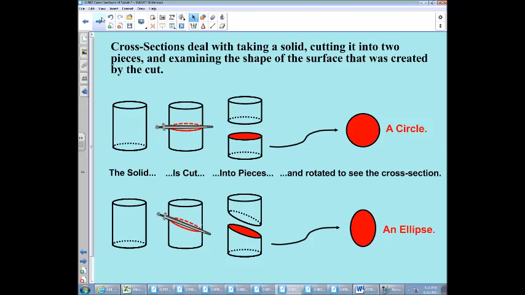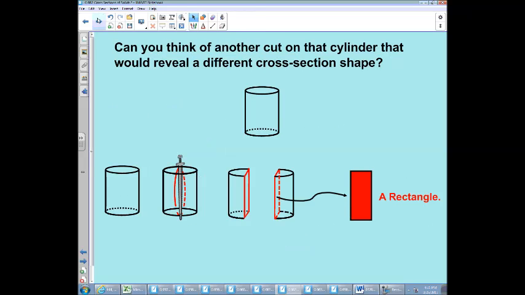We said, you know what, when you cross-section this thing, you could end up with a circle if you cut straight across it. However, if you cut through the body at an angle, you ended up with an ellipse. And you said, well, hey, we could also cross-section this thing by cutting it straight down through the bases, in which case we might end up with something like a rectangle.